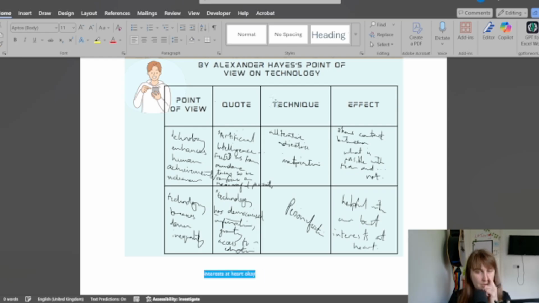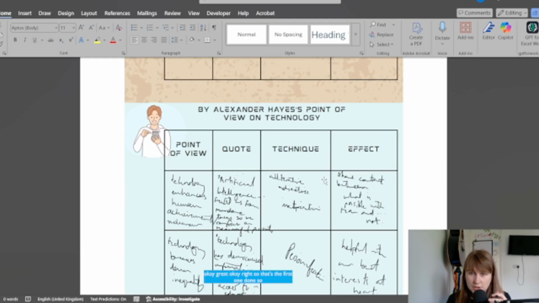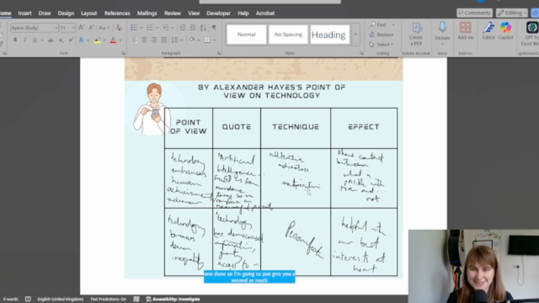Okay, great. Brilliant. Right, so that's the first one done. So I'm going to just give you a second to copy as much down as you can actually see. You might have slightly different points to me, which is absolutely fine. But I'd like you to fill out a version of a table like that in your books. If you're watching on Patreon, you should have this actual worksheet with you, so you'll be able to just fill this out as is. Everyone else might need to use a ruler to create that table. So just fill out that table as best you can. I'm going to give you a couple of minutes to do that, and then we shall look at the second source.